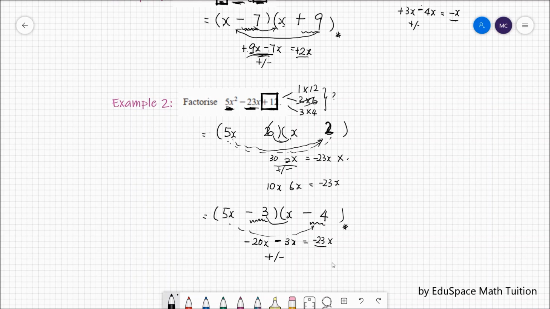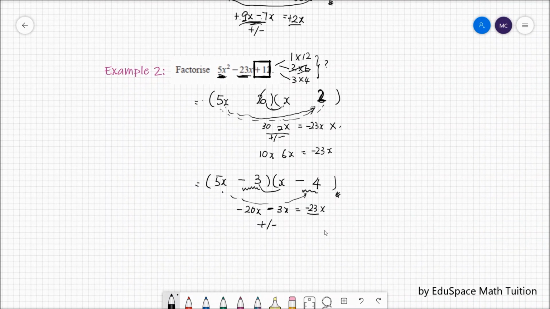Let me write it again in case it's a bit too messy. So our final answer will be 5x minus 3 multiplied by x minus 4. This will be our full factorization.